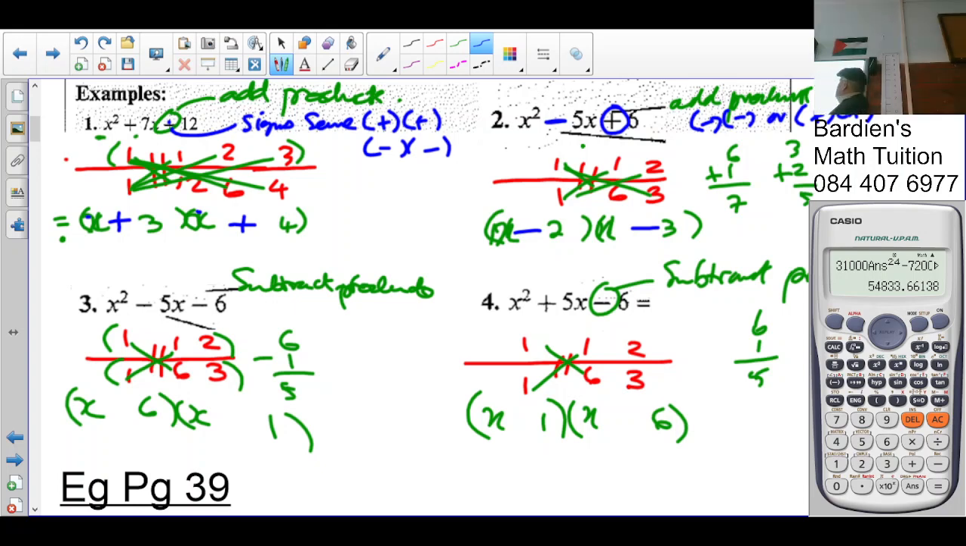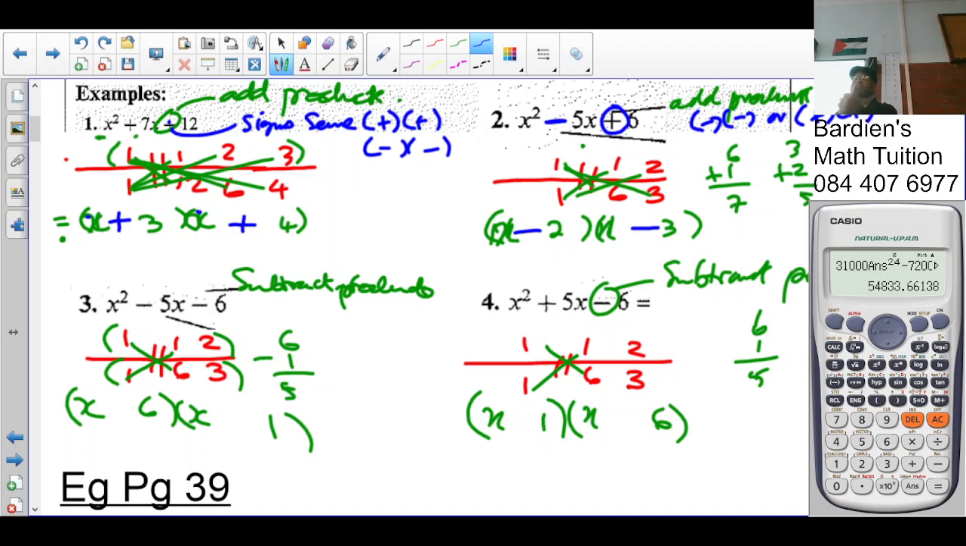Let's look at this one. X times x? X squared. X times negative 3? Negative 3x. Negative 2 times x? Negative 2x. What's minus 3x minus 2x? Negative 5x. What's negative 2 times negative 3? Can you see that, people?